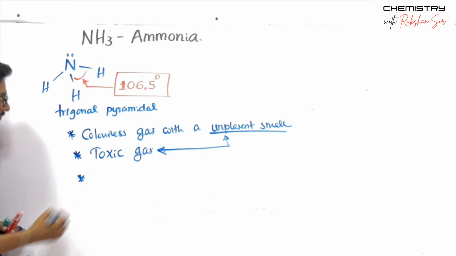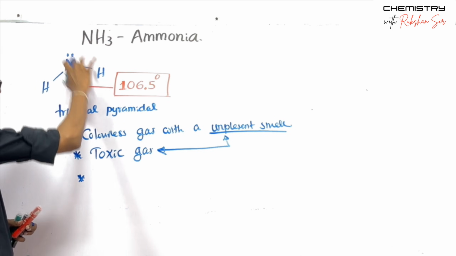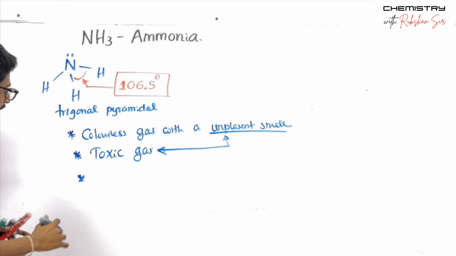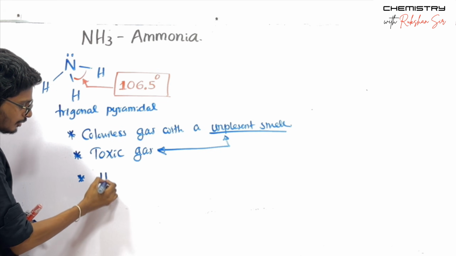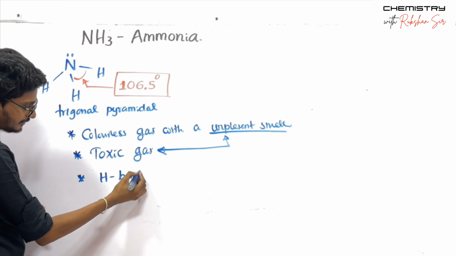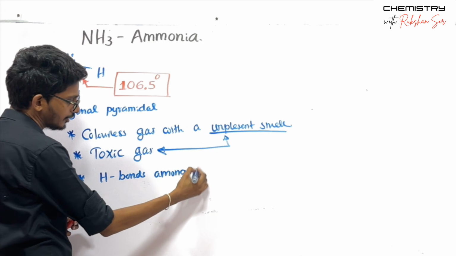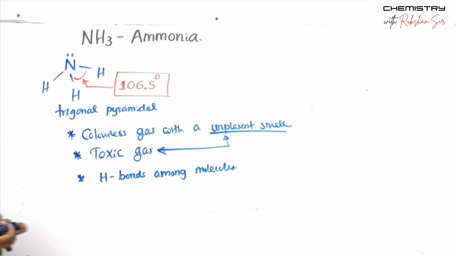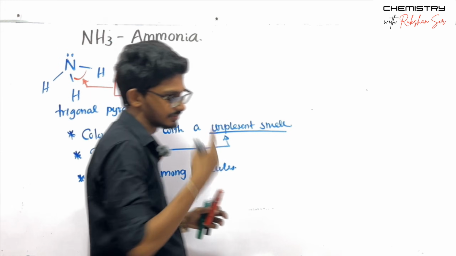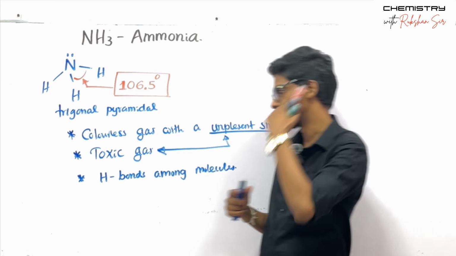The ammonia molecules are bound to each other via hydrogen bonds, right? As intermolecular interactions, hydrogen bonds are there. Hydrogen bonds among molecules. Very special with the structure. What else should we know about ammonia, right?